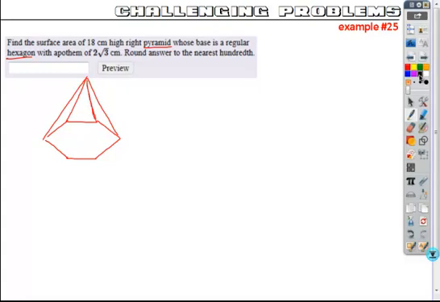You don't specifically have to draw this in. You can just use individual parts. But my base is a regular hexagon, and when I draw my reference triangle for the regular hexagon, it winds up being equilateral. That is unique to the regular hexagon. So if I know that the height of this pyramid is 18, and the apothem measure here is 2√3, that's the only piece of information that I have.